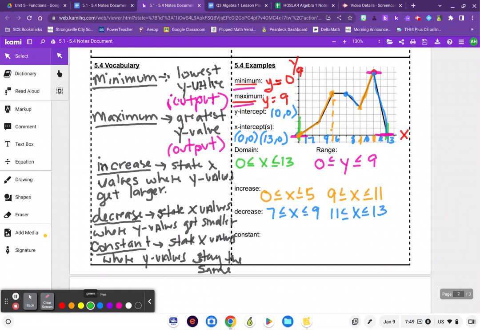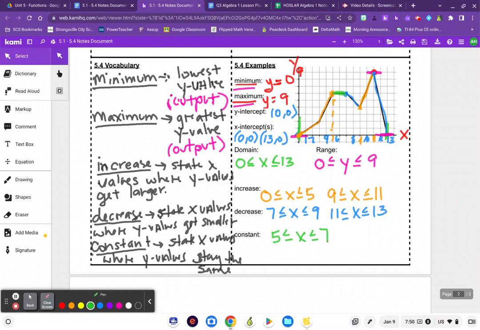And so it looks like the last one I have is constant, and I have one section of being constant. That's this horizontal segment right here, and that happens between 5 and 7. So between the x values of 5 and 7, my function is staying the same. My y values do not change, okay?